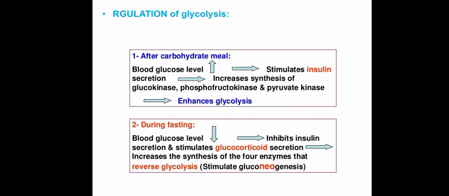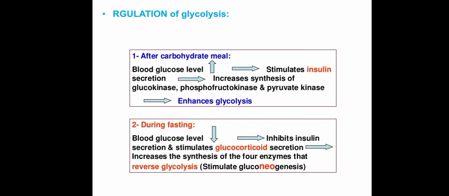This insulin secretion increases the synthesis of glucokinase, phosphofructokinase and pyruvate kinase. Plus insulin and glucagon enhance the uptake of that glucose, that I already told in last classes, that the glucose is circulating throughout the blood, but in the blood glycolysis is not going on. That glucose must enter inside the cell and reach the cytoplasm. So they will reach the cytoplasm due to the action of these hormones, insulin, glucagon.